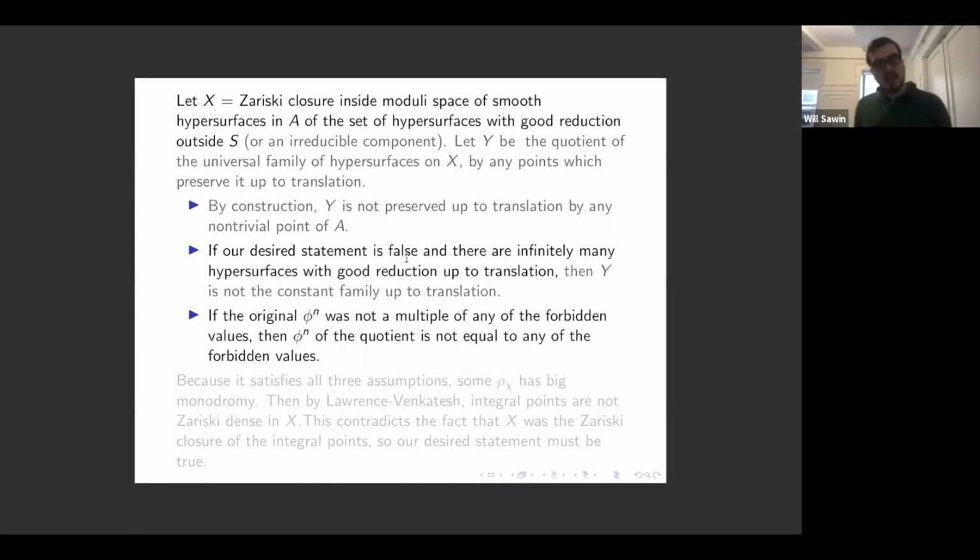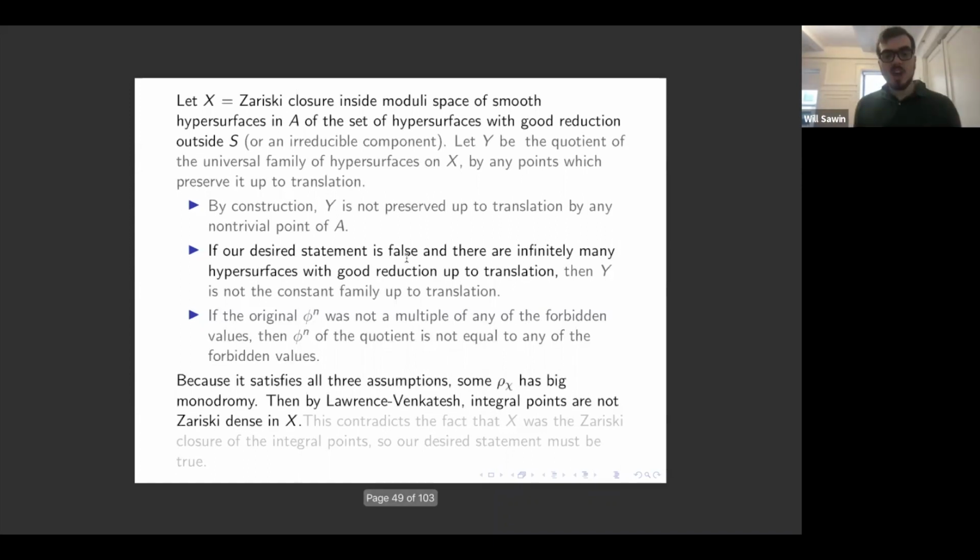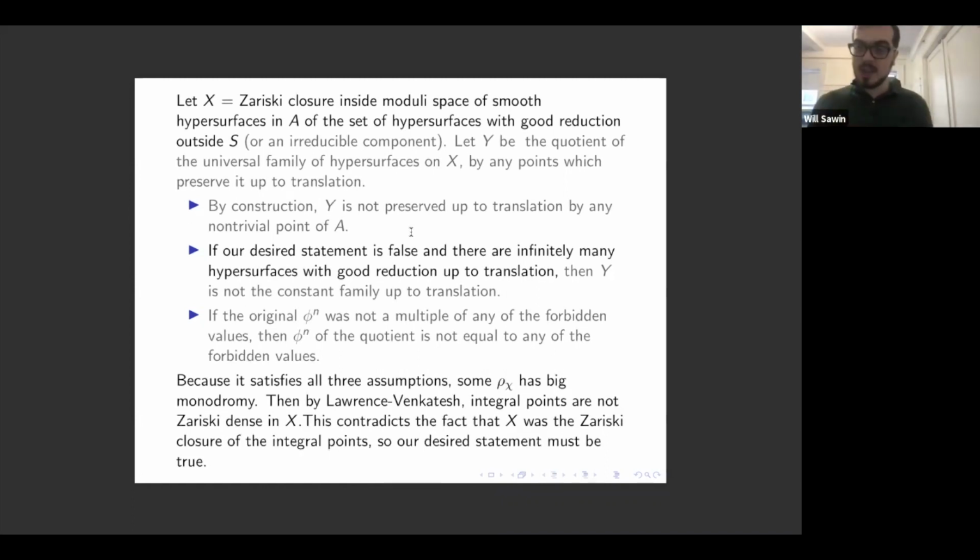And in dimension 3, because the original phi n was not a multiple of any of these weird binomial coefficients, then phi n of this quotient can't be equal to any of these weird binomial coefficients. So because our family satisfies all three assumptions, we can apply the monodromy theorem and show some rho chi has big monodromy. And then by applying the Lawrence-Venkatesh black box, we conclude the integral points are not Zariski dense. And so this contradicts our assumption that there were infinitely many different hypersurfaces with good reduction up to translation.